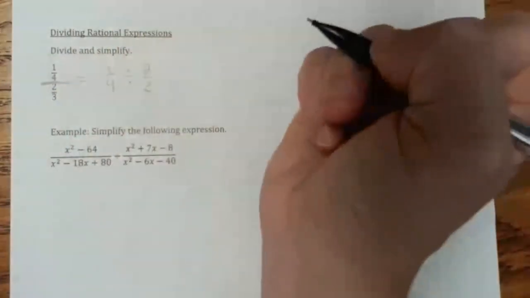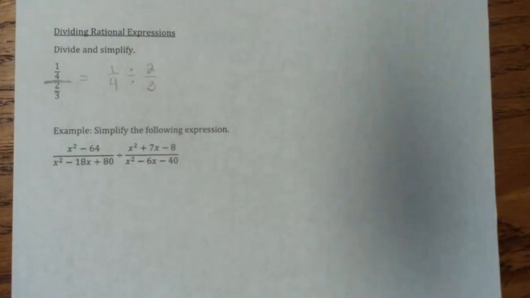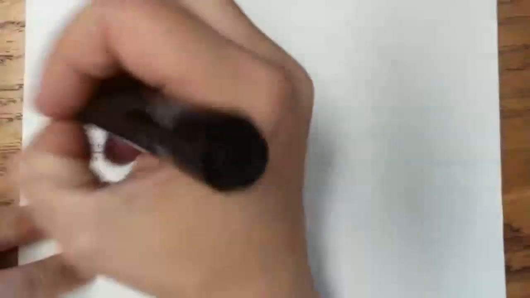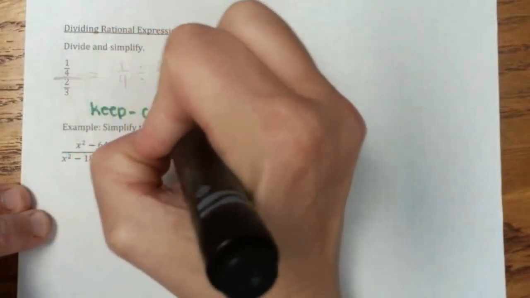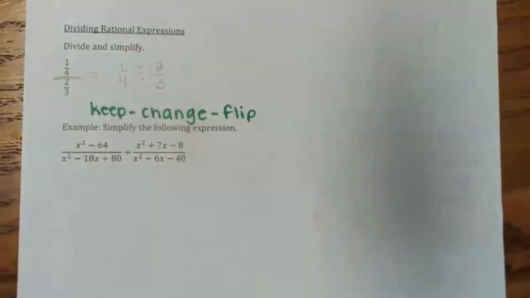Remember, fraction bars mean divide, so I really have 1/4 divided by 2/3. This helps me see, okay, this is the top fraction, this is the bottom fraction. So now we're dividing fractions. Whenever you divide fractions, we're going to keep the first one the same, change our operation from division to multiplication, and flip that last fraction. So we're going to keep, change, flip.